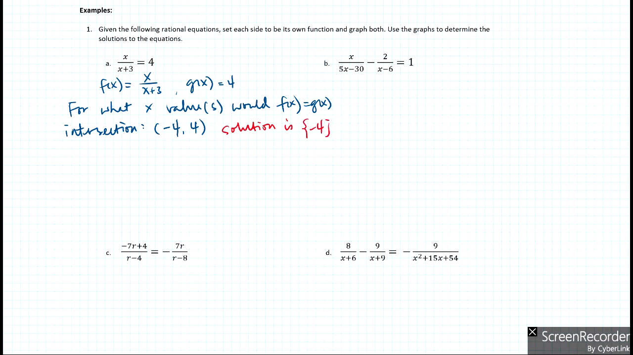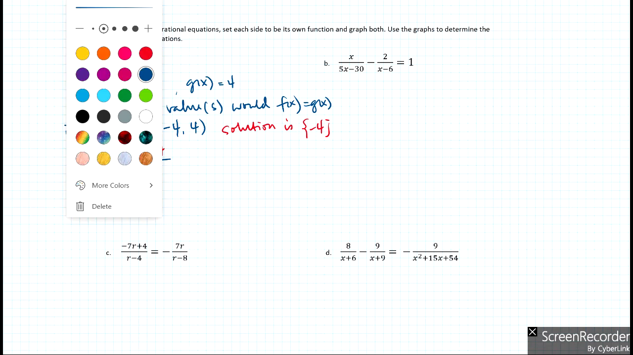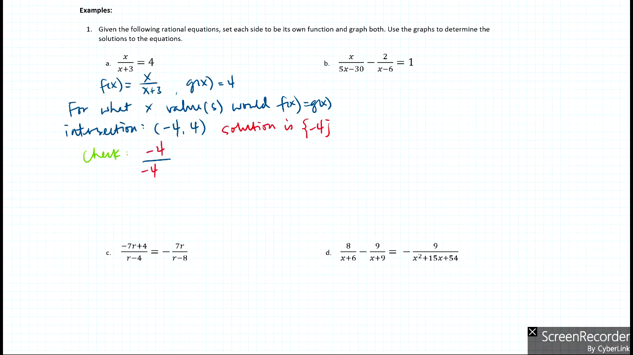And if you want to check your solutions, you can always plug negative 4 into the original equation and check whether that is a correct solution. In this case, if you want to check your solution, we can go ahead and do it down below. We can plug the x value, negative 4, into our expression. Anytime you see x, plug negative 4 in, and we would have negative 4 plus 3 in the denominator, and we want to check whether this is indeed equal to 4. Here we get negative 4 over negative 1, which is equal to 4.